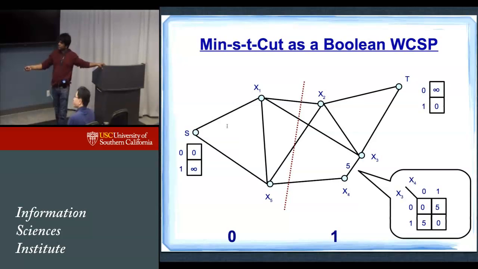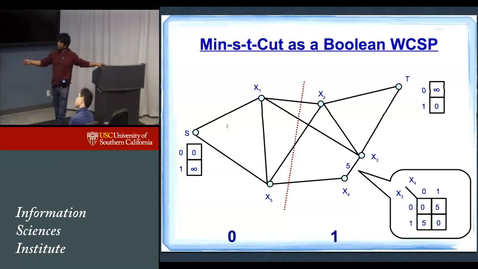So let's call the 2 partitions values 0 and 1. Right? I'm going to associate a variable with every node. So S has a unary weighted constraint on top of it, which is essentially saying that the cost of assigning it to the left partition is nothing, but the cost of assigning it to the other partition is infinity, which means that it has got to reside here. Similarly, T has got to reside there.